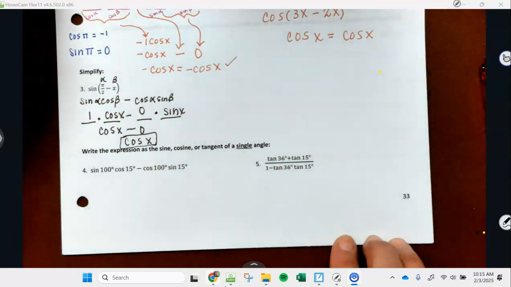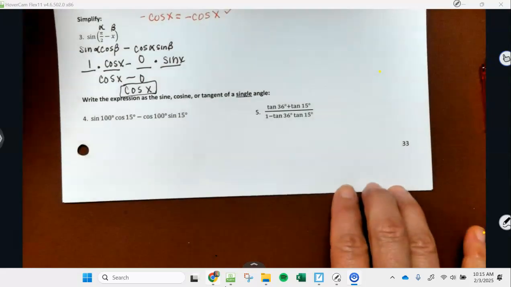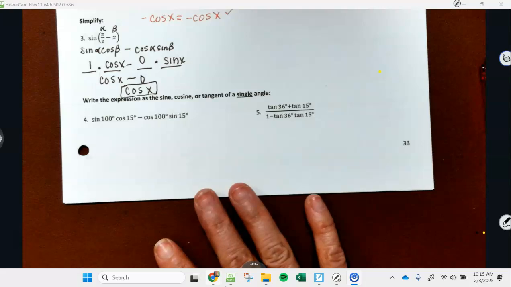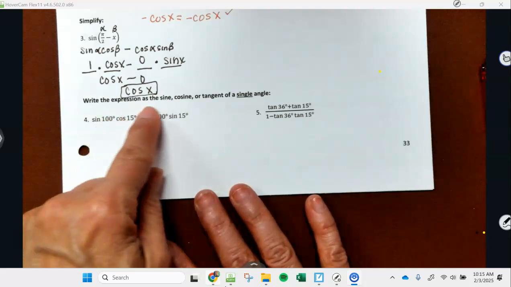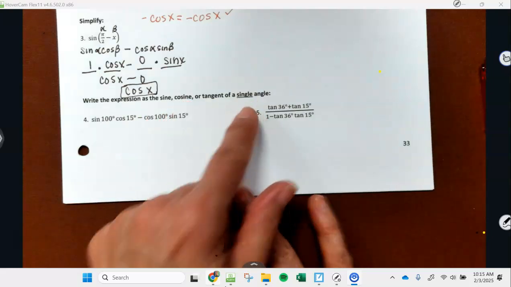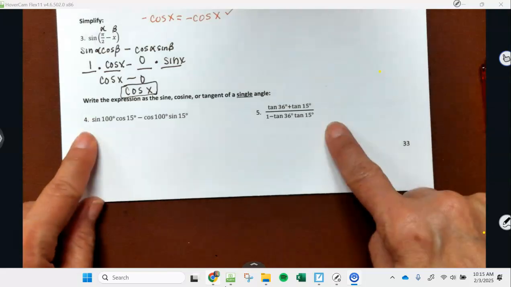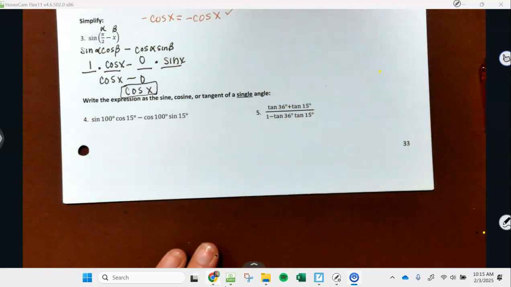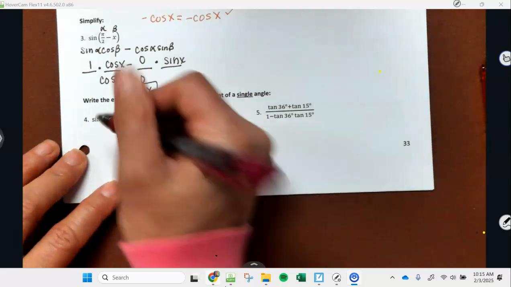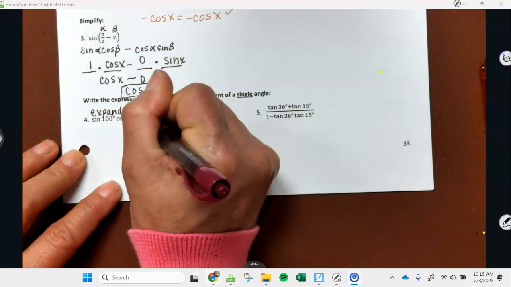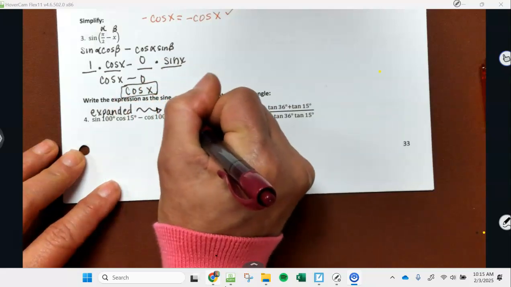Okay. Let's look at the bottom. All right. So, one more time. When you are writing something condensed, don't overthink it. Write the expression as the sine, cosine, or tangent of a single angle. So if you notice, this is an expanded form. We're going to write it back in condensed form. So this is expanded. We're going to take it to condensed.